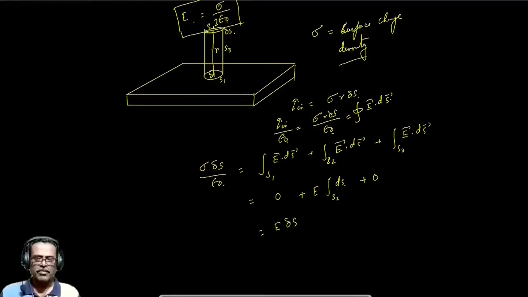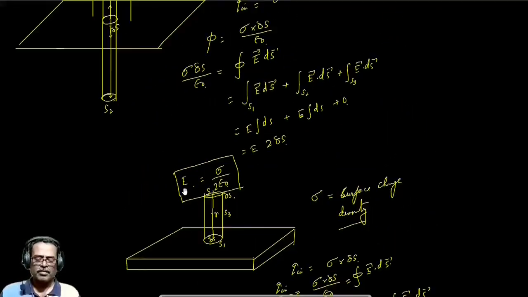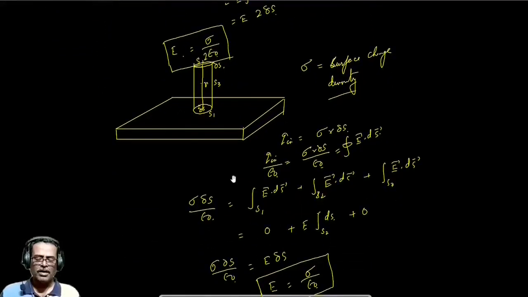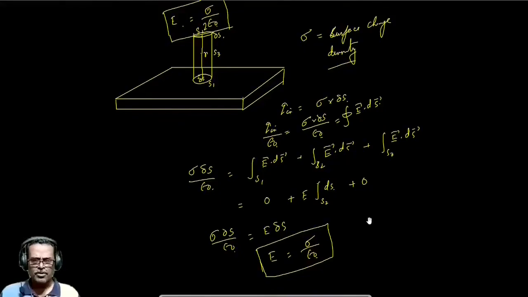The surface integral of the surface is equal to del S, so E del S is equal to sigma del S by epsilon 0. Therefore, E is equal to sigma by epsilon 0. So it is just twice of the previous. For thick it is sigma by epsilon 0, and for thin it is sigma by 2 epsilon 0. The reason is, in case of thin, a charge emits field lines in two directions simultaneously, but in case of thick, it can emit field lines only over the surface.